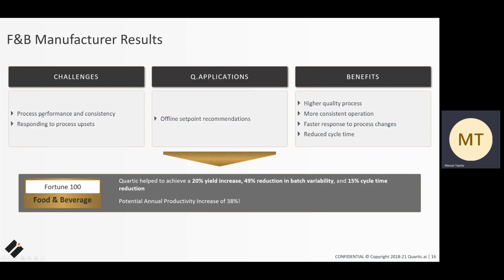The objectives were to address process performance and consistency and respond to process upsets that are regularly occurring. So they didn't want a static recipe. They wanted to be flexible to upstream fluctuation. We did this offline set point recommendation. And in the end, we were able to improve yield by 20% and reduce variability by 49%. And actually, there was a side benefit of also reducing the cycle time by approximately 15%.